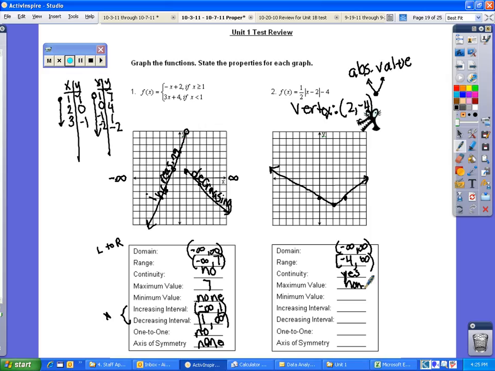And notice that corresponds with the infinity. So none, range is infinity. Minimum is at negative 4, which happens to be my lowest range value, which is always going to happen. Okay, same reason why it happened over here.